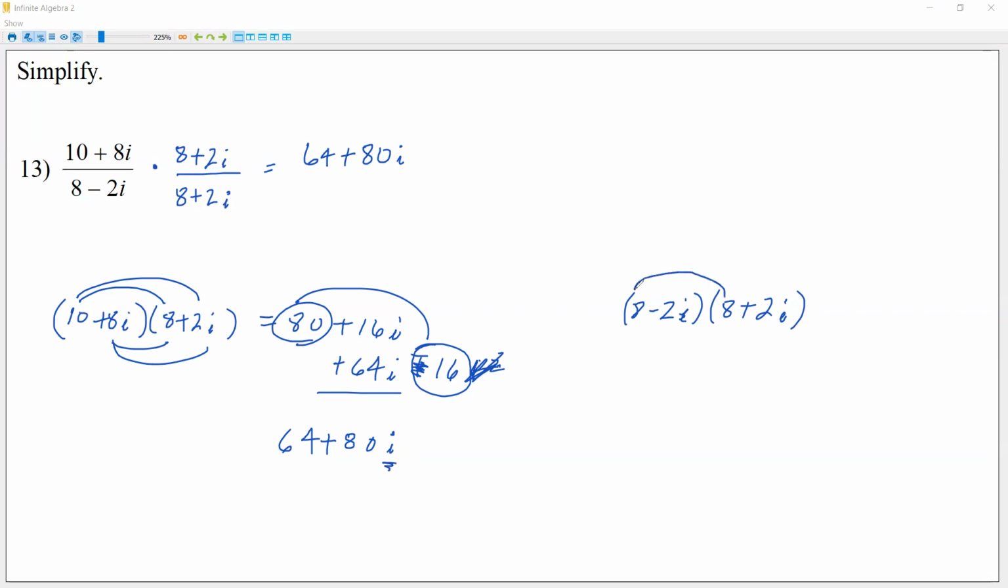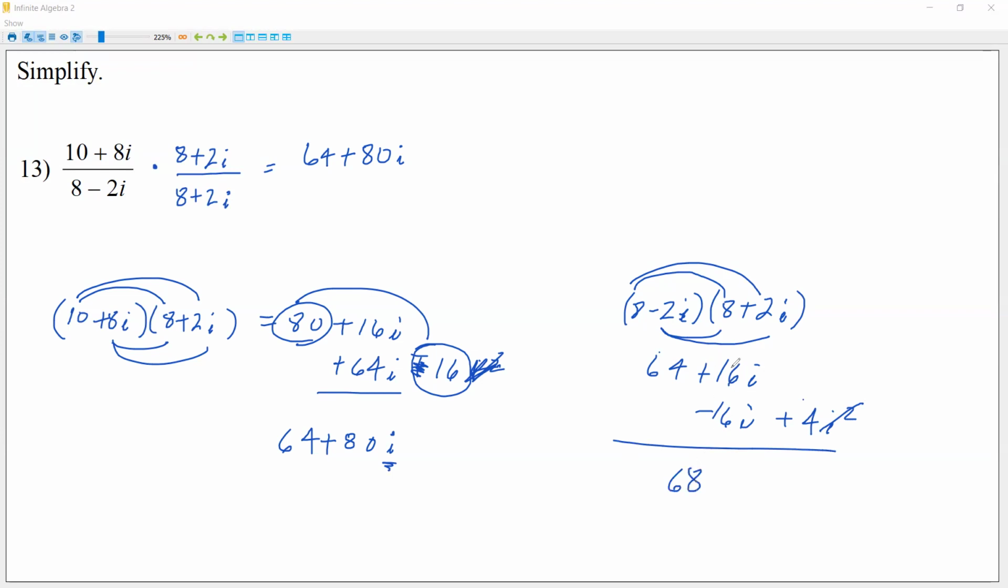So 8 times 8 is 64. 8 times 2i is 16i. And then we'll do the inside. Negative 2i times 8 is negative 16i. Notice those are the same, but have opposite signs. That always is the case here. Negative 2i times positive 2i is negative 4i squared. Mark out the i squared, change the sign in front. 64 plus 4, that's 68. And then remember, these become 0 because they're the opposite of each other. So the denominator is just 68.